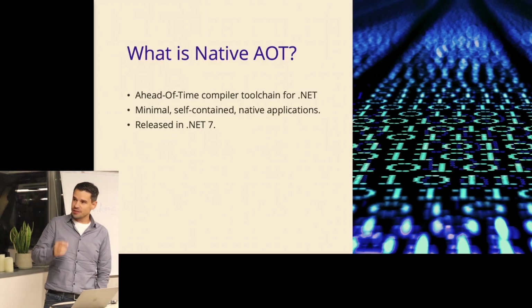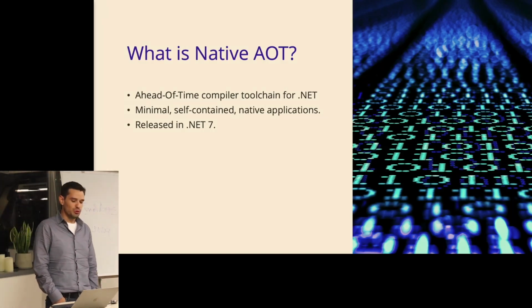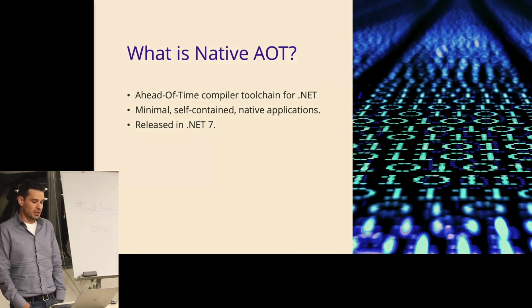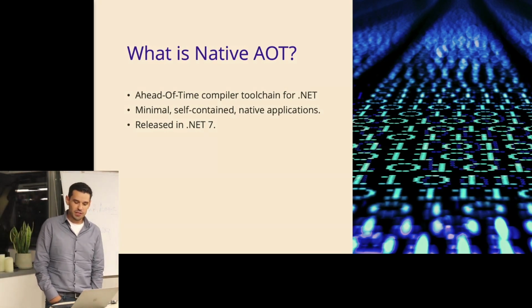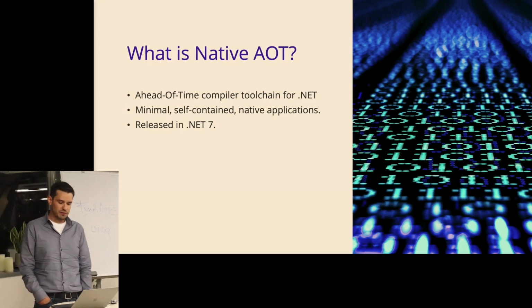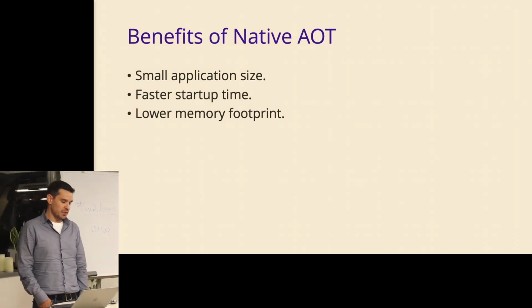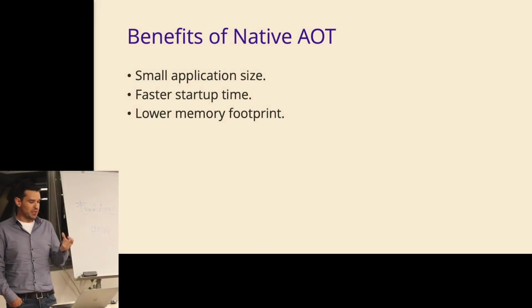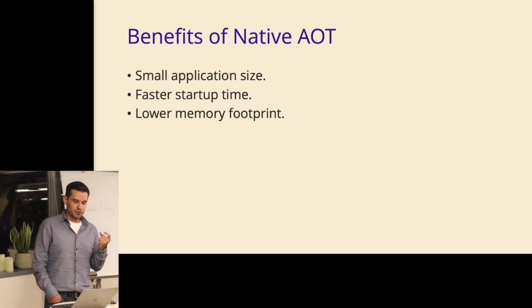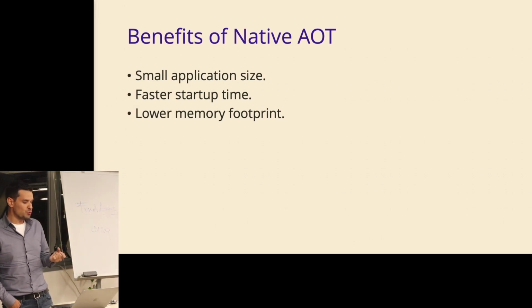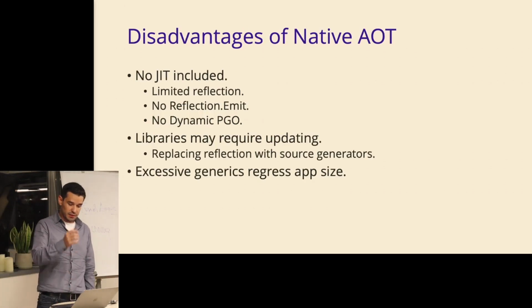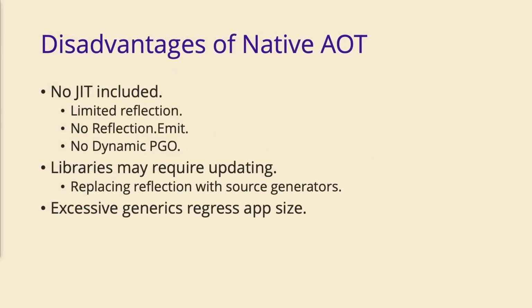So Native AOT is the ahead-of-time compiler toolchain for .NET. It lets you publish minimal, self-contained native applications, and it first became available with .NET 7. The benefit of Native AOT is that it lets you publish really small applications in terms of disk footprint. It offers faster startup time, and it gives you a lower memory footprint. But it obviously does come with disadvantages as well. The key thing to keep in mind is that it doesn't come with a JIT. And I think every other disadvantage listed in this slide effectively comes as a corollary of that statement.